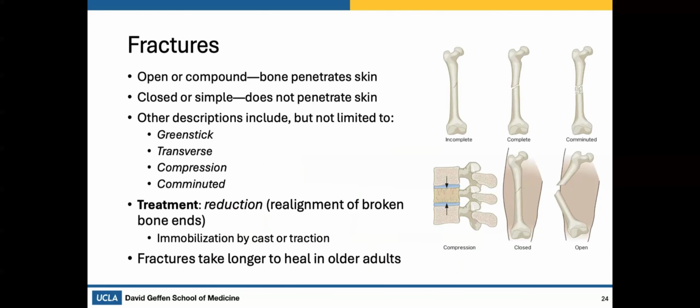The treatment for most fractures is reduction. It's a realignment of that broken bone, which typically involves the requirement of a cast or traction to immobilize the bone to allow the bone to repair itself. Typically, as you age, the longer and more difficult it is for bones to heal.